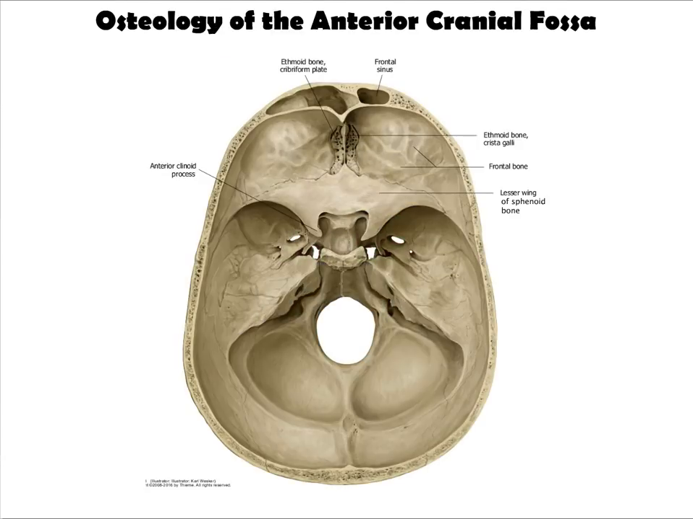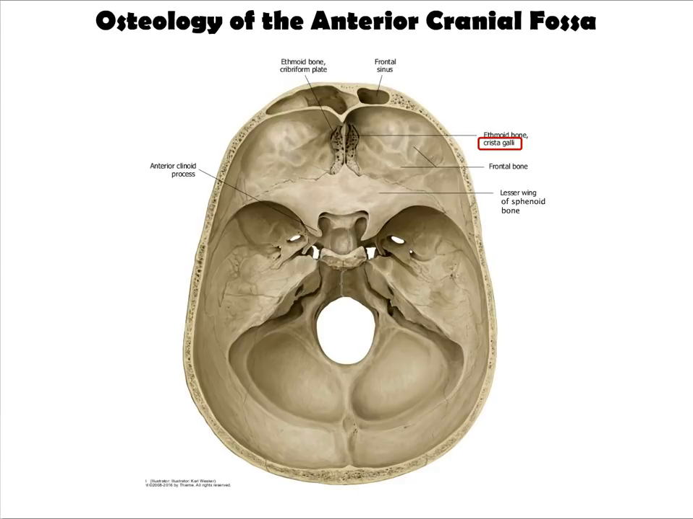The anterior cranial fossa is made up of 3 bones, the largest of which is the frontal bone. The other 2 bones entail the ethmoid bone and the lesser wing of the sphenoid bone. Along the floor of the anterior cranial fossa is a vertically oriented projection called the crista galli. This means coxcomb in the Latin.